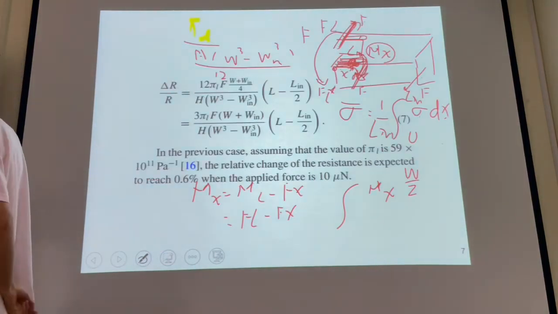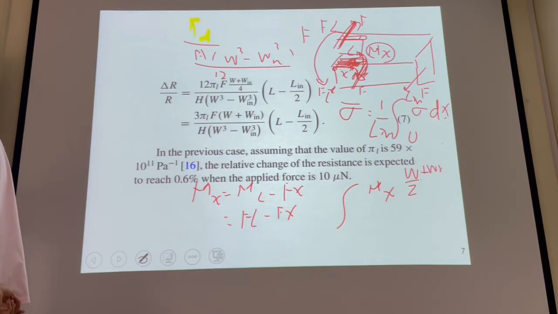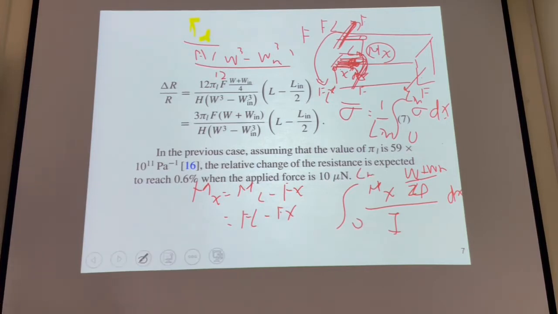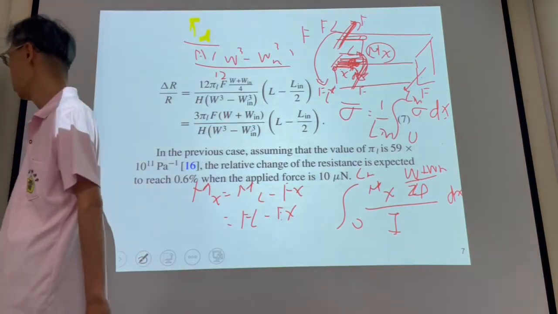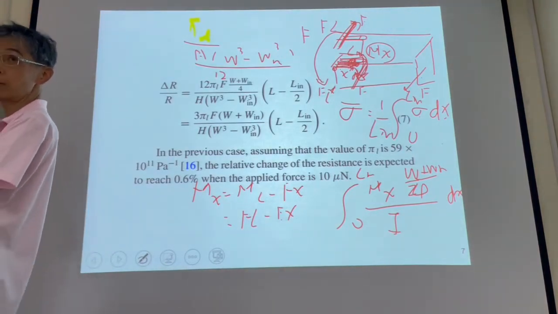Next. So W plus W_e divided by 4, and Y divided by I, dx, x from 0 to L_e, divided by L_e. And M(x) equals this one. Okay, how about this? Can you do the integration? I ask you to continue this integration on paper to prove the result is the same as the paper.